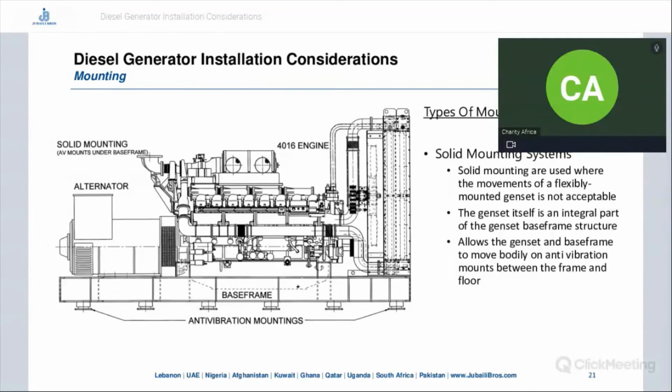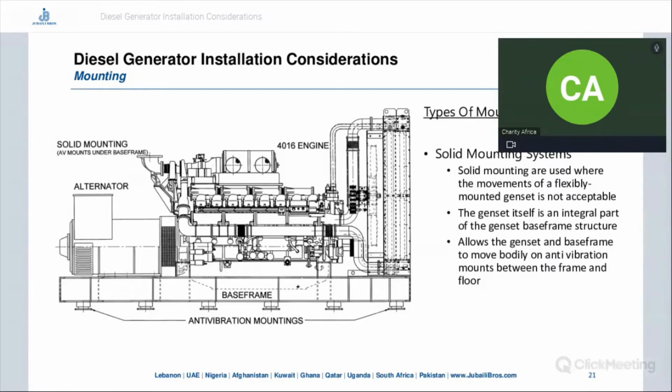And another type of mounting system is the solid mounting system. Solid mountings are used where the movement of a flexibly mounted genset is not acceptable. The genset itself is an integral part of the genset base frame structure. So the genset and the base frame are connected directly together. The genset is integral to the base frame, and then they together are isolated from the floor using these anti-vibration mountings. This allows the genset and base frame to move bodily on anti-vibration mounts between the frame and the floor.